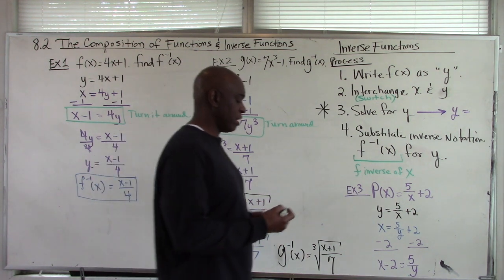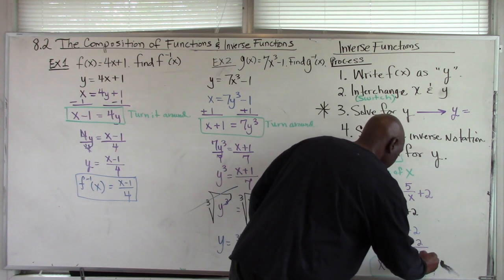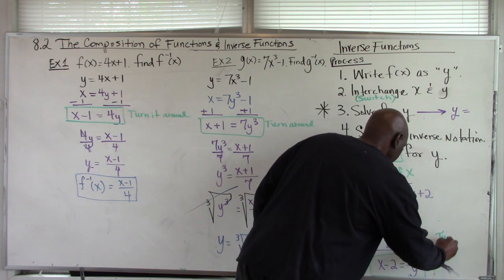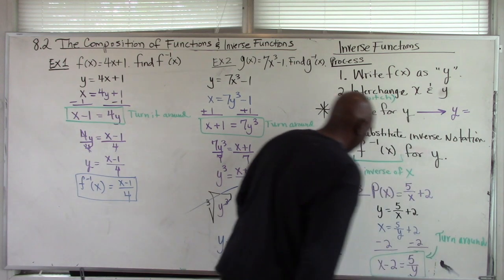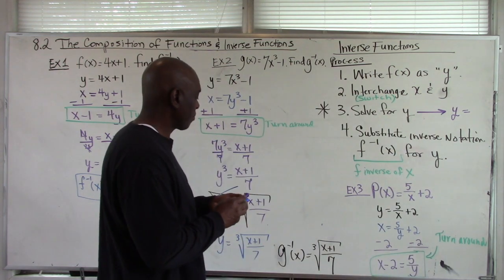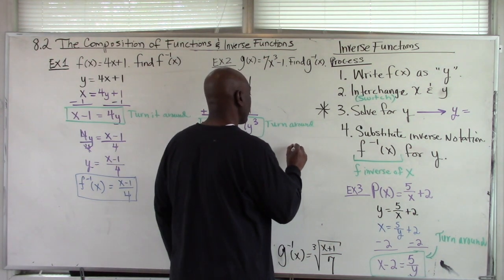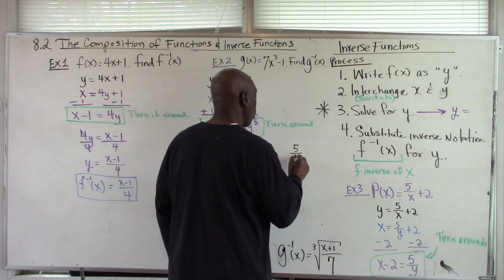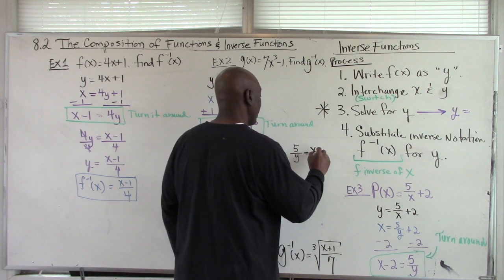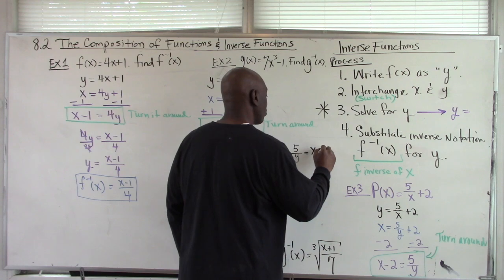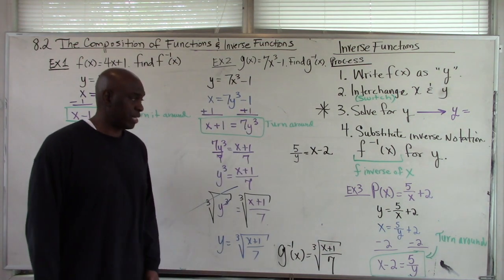And then on this stage right here, let's take this and turn it around. Alright? That's going to be 5 over y, pardon me. 5 over y equals x minus 2. 5 over y equals x minus 2.